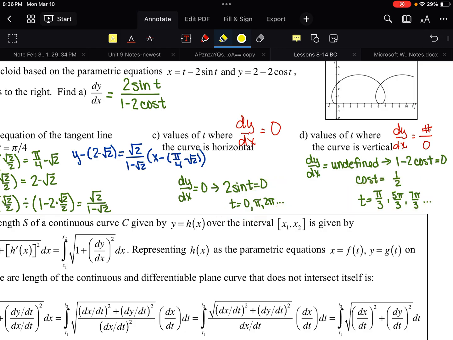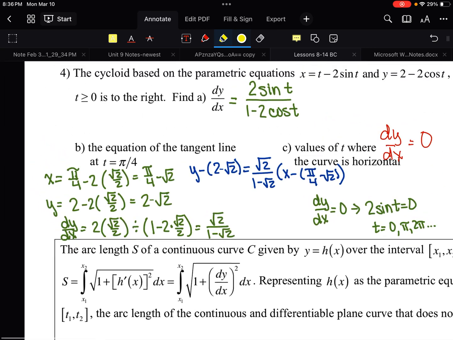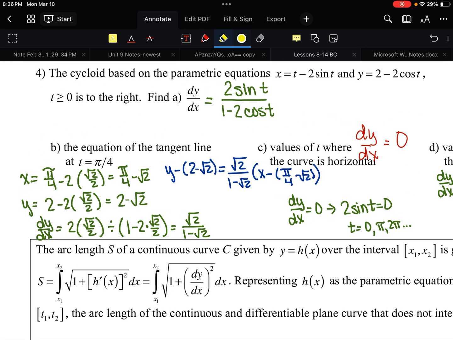The part on this that looks the worst is writing the equation of the tangent line, and this is something that you guys are going to be expected to do for sure. So what's the equation of the tangent line at t equals pi over 4? The easiest way to write an equation of a line in calculus, in algebra it's y equals mx plus b, but in calculus it's the point slope form. Y minus the y coordinate equals m times x minus the x coordinate.